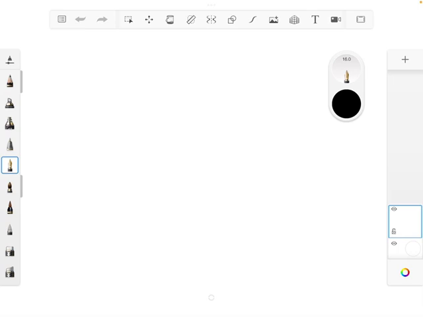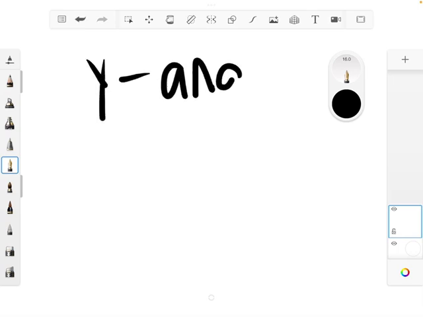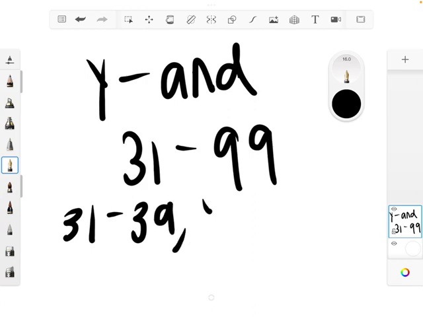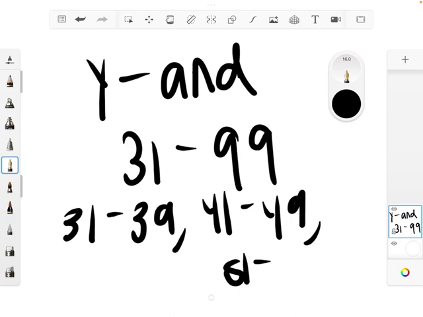So you're going to use the word y, which means and, in most numbers from 31 through 99. Okay? So that's, of course, the numbers like 31 through 39, 41 through 49, 51 through 59, etc. Okay, so y means and.